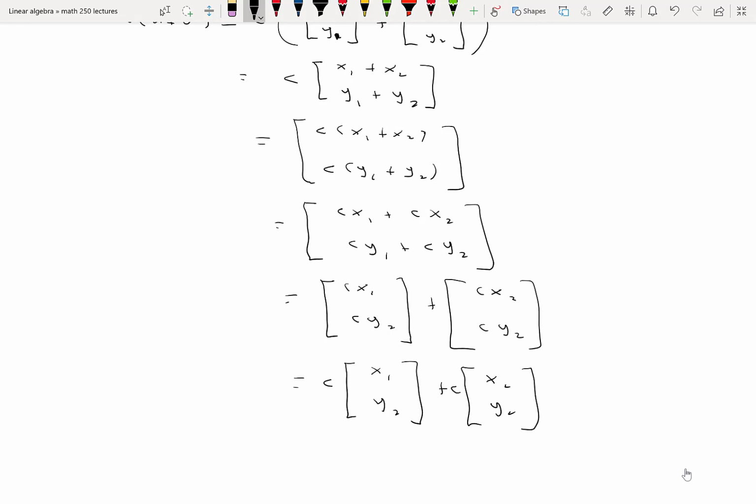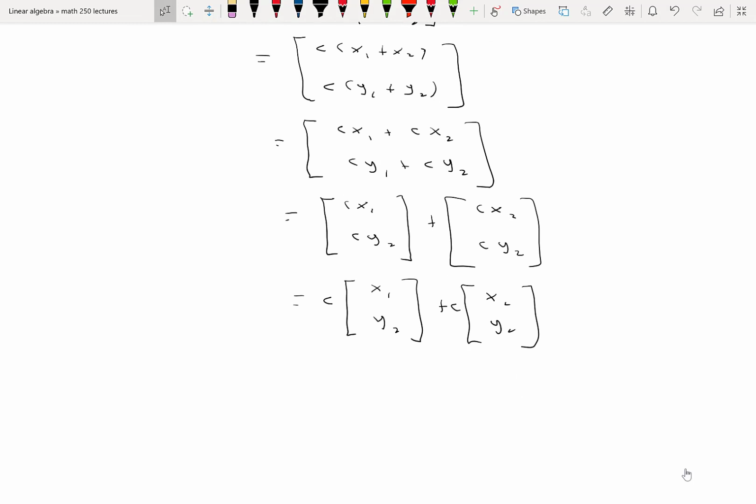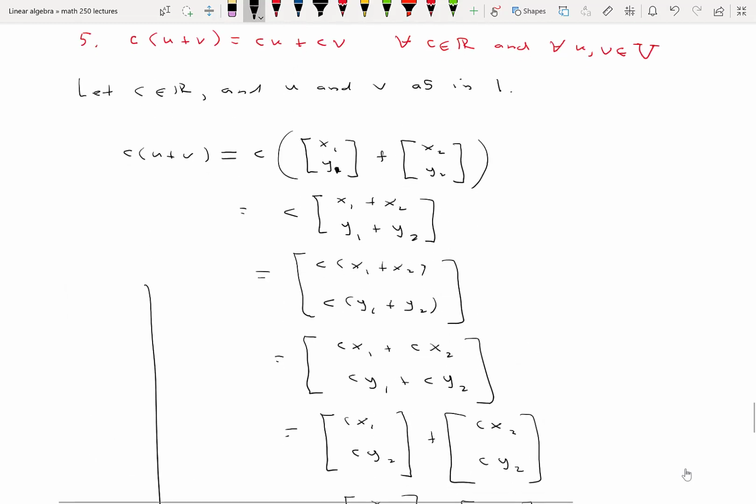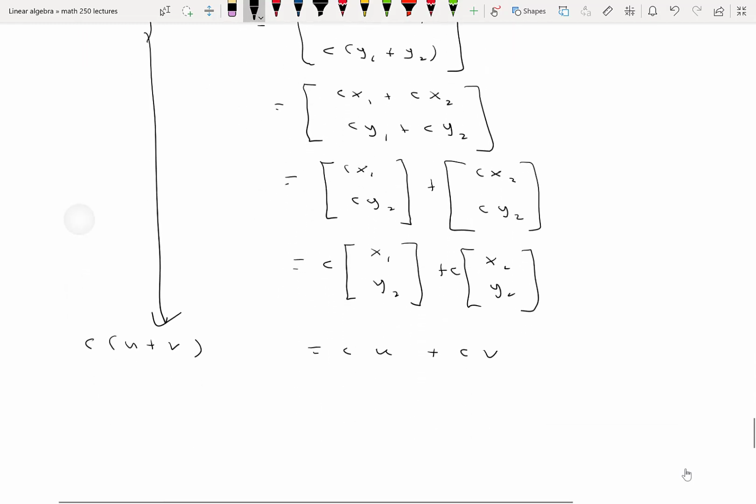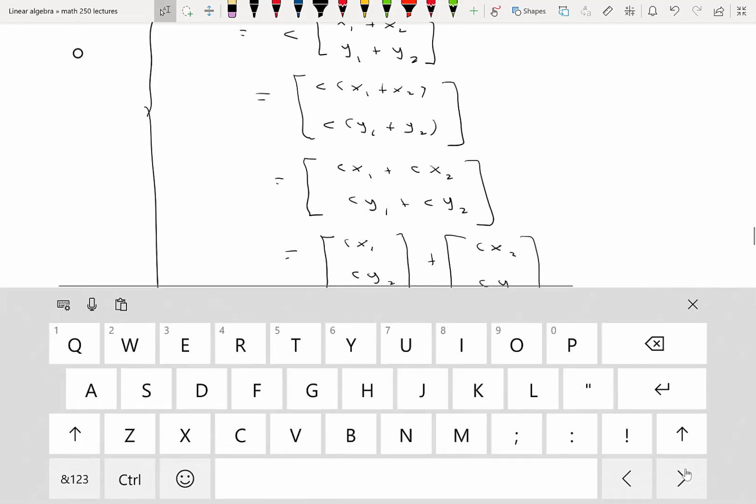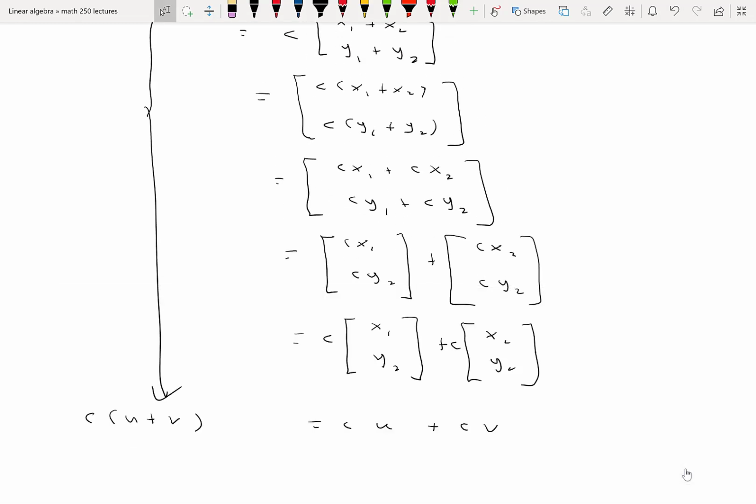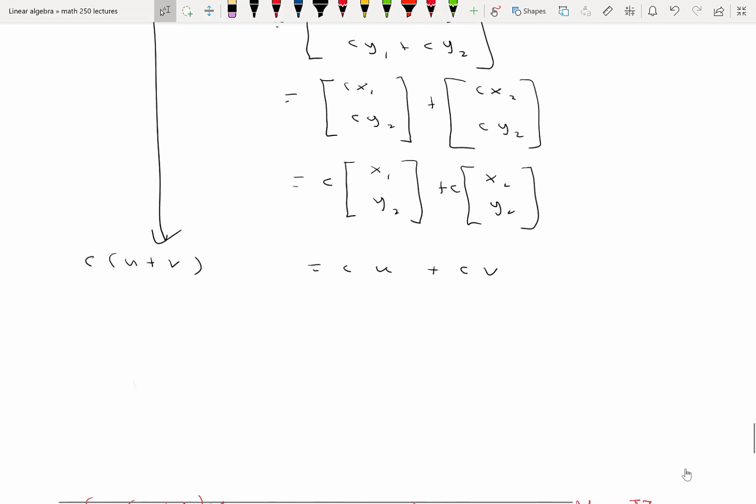This expression represents C times U plus C times V. So C times U plus V equals CU plus CV. Okay, sorry about that. Oops.